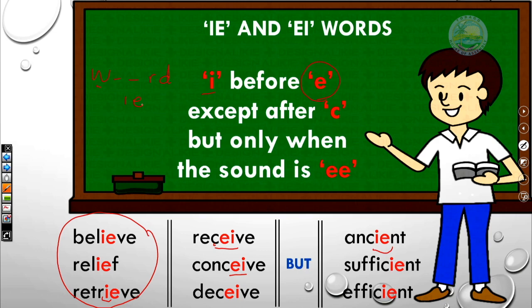Weird. No E sound, so the rule says if the E is not the sound, then it's the other way around. So instead of having IE, we are going to have EI. So weird is spelled W-E-I-R-D. We are going on to our next rule.